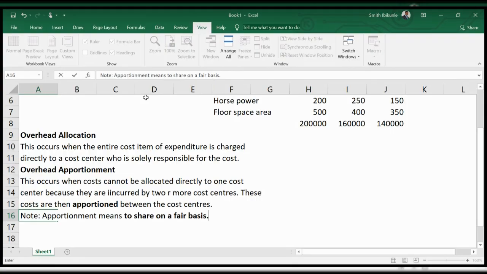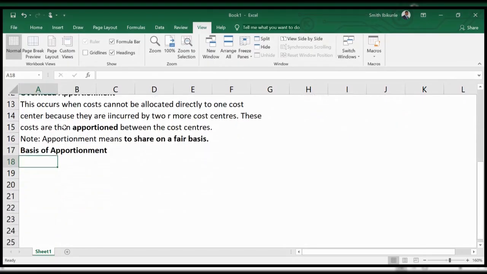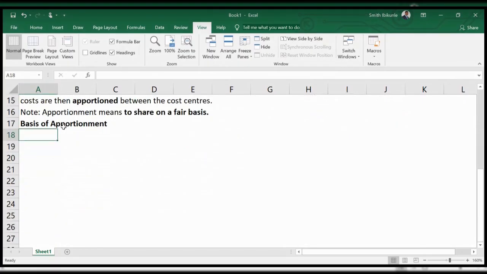So now we are still under apportionment. So under that, let's talk about basis of apportionment.